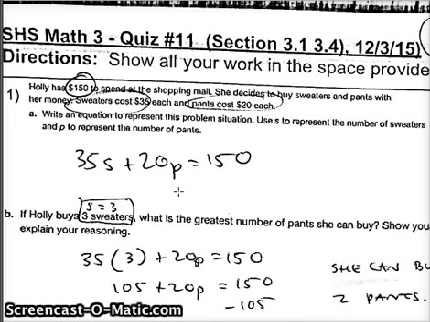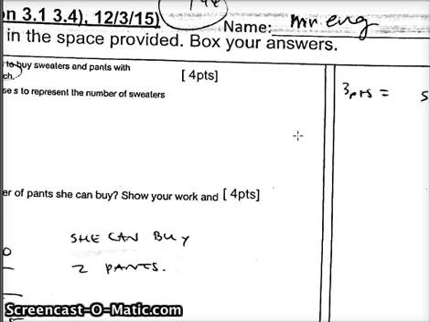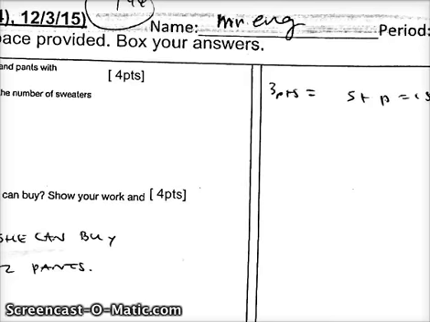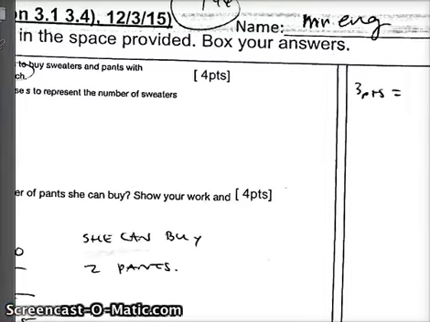So the equation you can get is $35 times each sweater. The reason why it's times is because multiplication is a faster way of adding. And then I would add that to 20 times each pants. That equals $150. Okay? If you wrote something like S plus P equals 150, well, I gave you 3 points out of 4 because you recognized that you needed to add it up to be 150, but you forgot the coefficients, or the cost per those items.